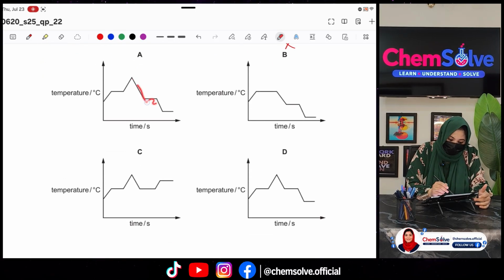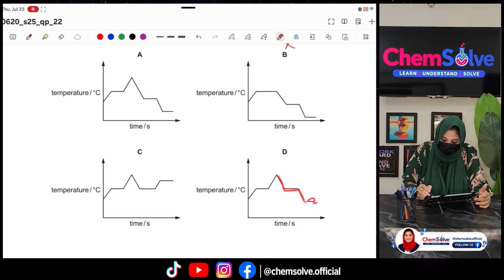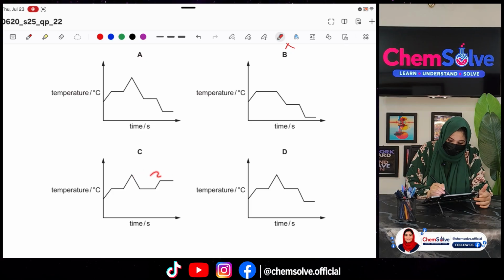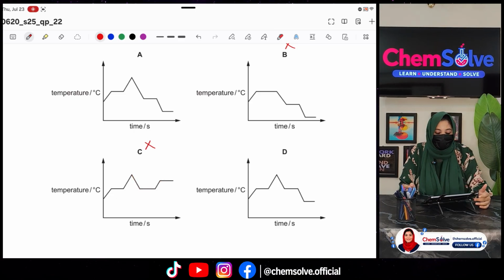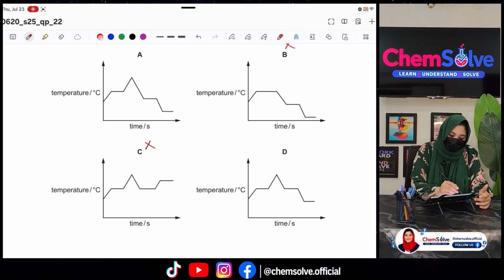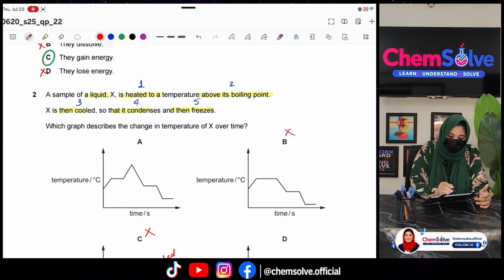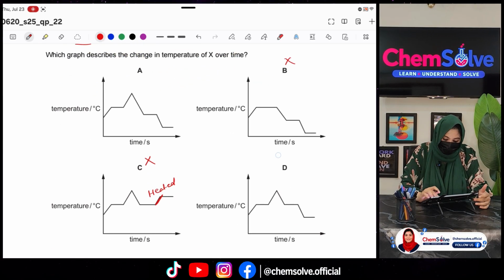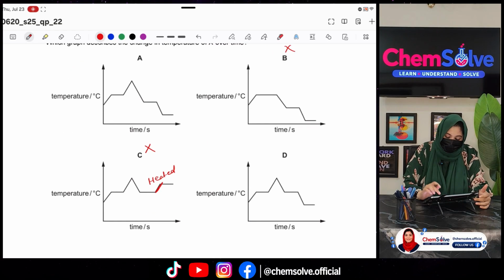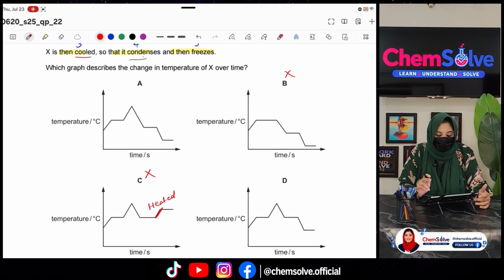In A, it cools down, condenses and freezes. Then in C, it cools down, condenses and then it is again heated up. So C is again the incorrect option. Why is it incorrect? Because it is again being heated here, while it should be cooled. So this is incorrect. Now we have to choose between A and D. The correct option seems to be D.